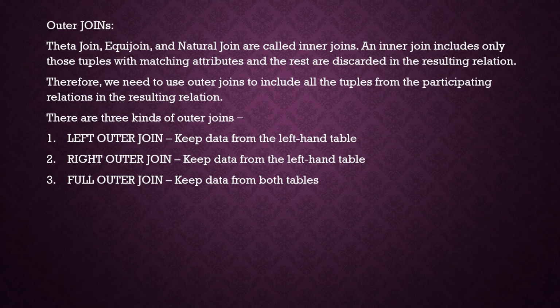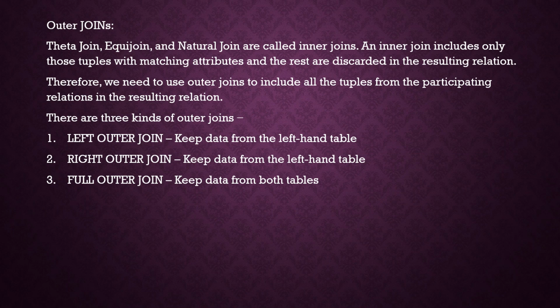These three join types are called inner joins. That means you are going to join elements of two tables or two relations. An inner join includes only those tuples with matching attributes, and the rest are discarded in the resulting relation. See, an inner join includes only those tuples with matching attributes.